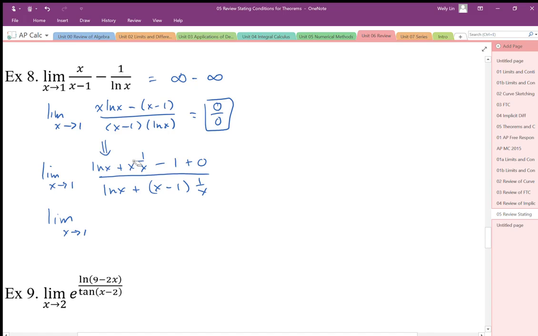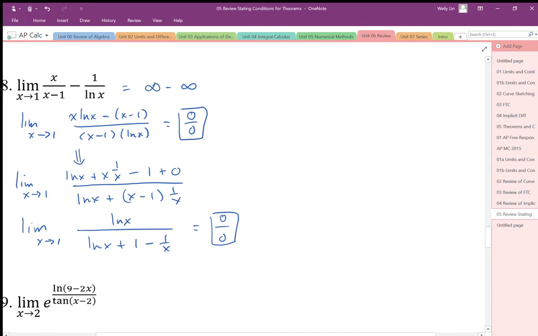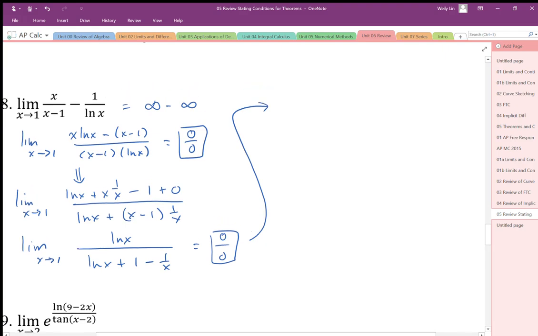Okay, that's going to be positive 1 minus 1. So in the numerator of this expression, I'm going to get log x. That's just going to be log x in the numerator. Here I'm going to get log x plus 1 minus 1 over x. Okay, so I'm going to plug in. I'm going to end up with 0 on top, since 1 minus 1 is 0. Again, I don't have a resolution, but I have the condition to apply L'Hopital's. So I'm going to apply L'Hopital's one more time here.